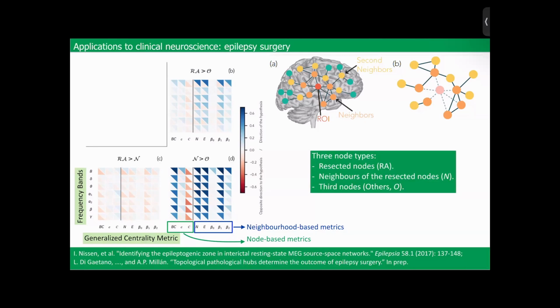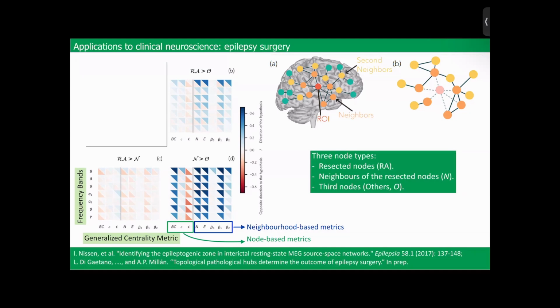And indeed, for some cases, these are the light red triangles, the resection area was not a hub at all. Now, if we look at the neighbors of the resection, this will surprise no one, but they are typically hubs. They are more central than other nodes in the system with any of the considered metrics. But what we also found quite surprising is that we cannot really distinguish, for most cases, the resection area from its neighbors. They tend to be equally and highly central.